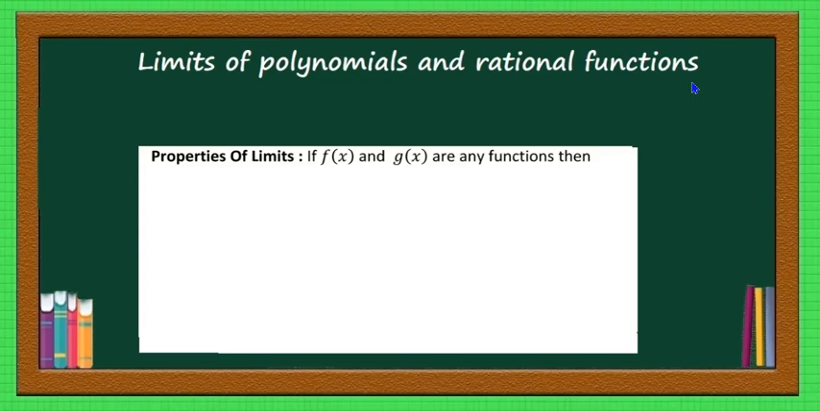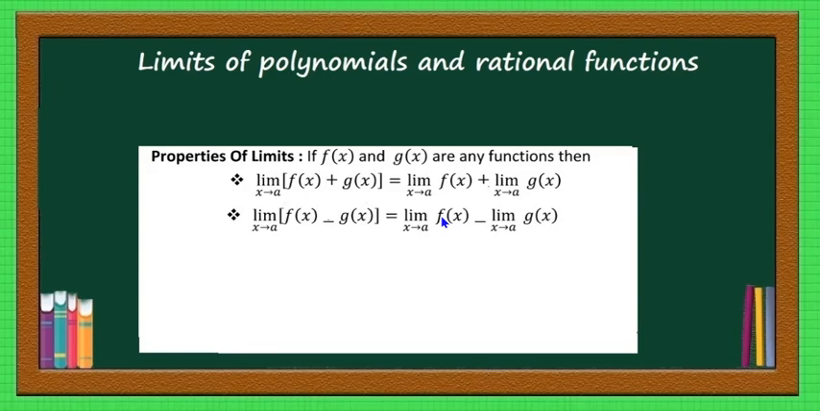limit as x approaches a of f of x and limit as x approaches a of g of x exist, then the first one is limit as x approaches a of f of x plus g of x is equal to limit as x approaches a of f of x plus limit as x approaches a of g of x. And the second one is limit as x approaches a of f of x minus g of x is equal to limit as x approaches a of f of x minus limit as x approaches a of g of x.